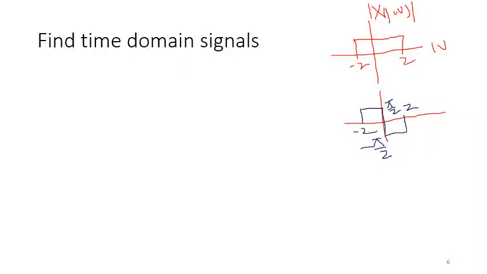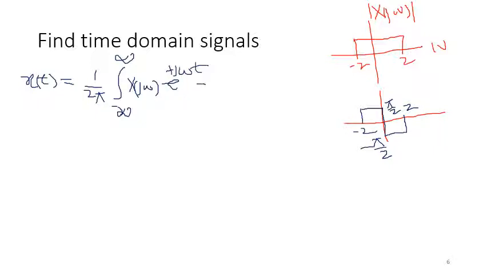To find the time domain signal x of t, we use the inverse Fourier transform formula: x of t equals 1 by 2 pi times the integration from minus infinity to infinity of X of j omega times e to the power plus j omega t, and the variable of integration is omega because we are in the frequency domain.